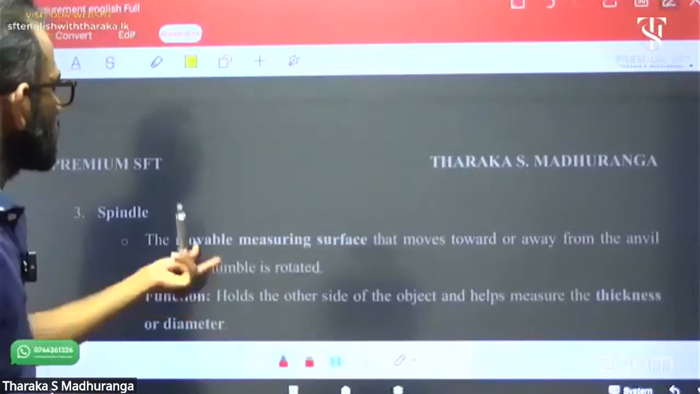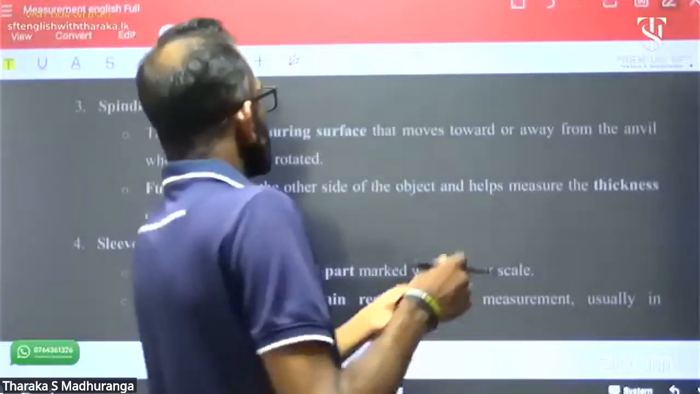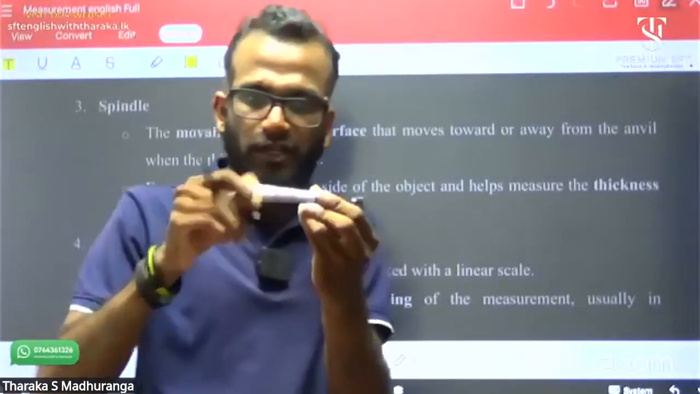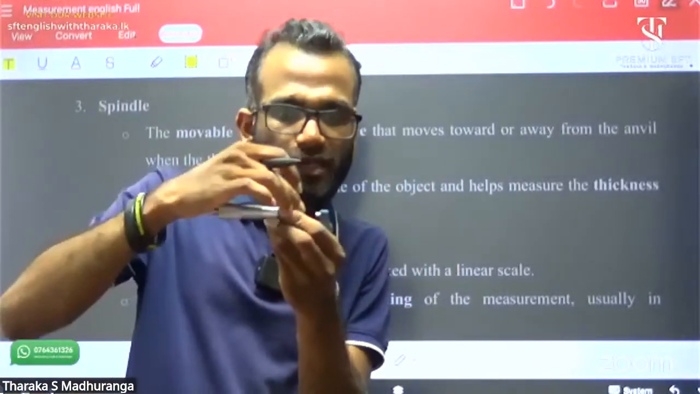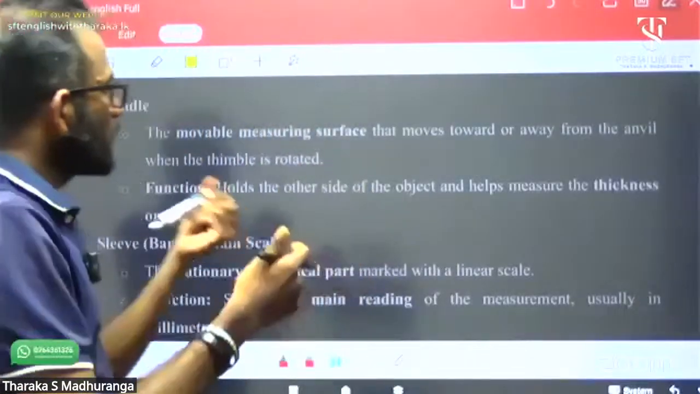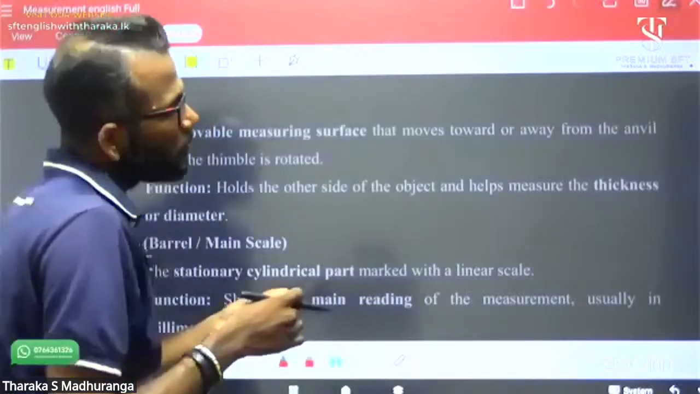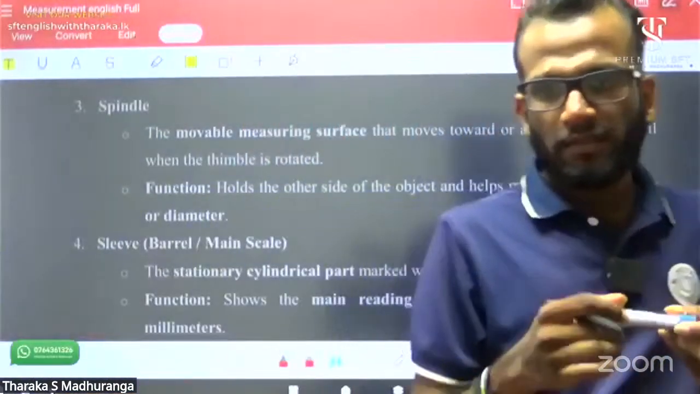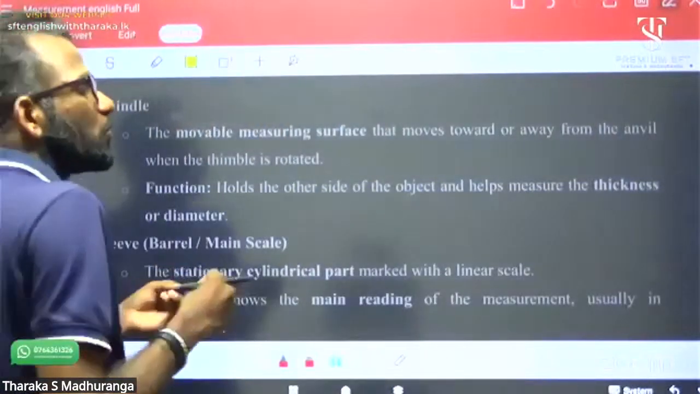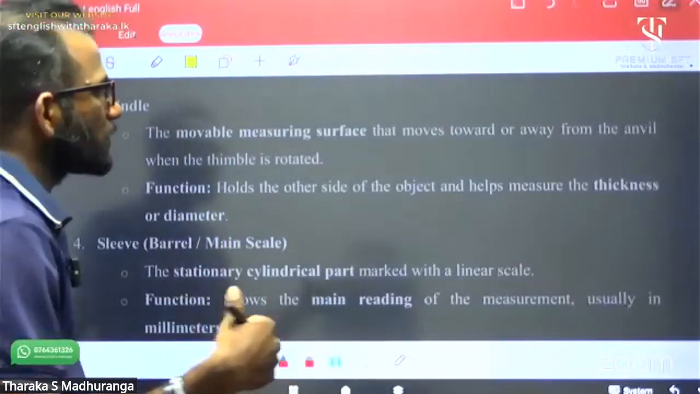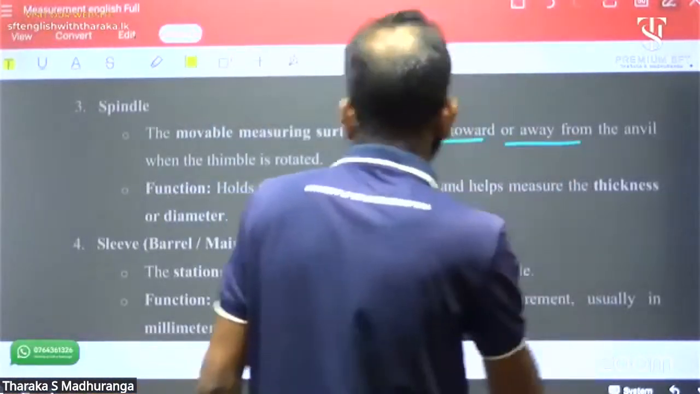This is a function. Okay, spindle, the movable measuring surface. Yes, it is movable. It is moving with the circular scale. It's a movable measuring surface that moves towards or away from the anvil, which we discussed.